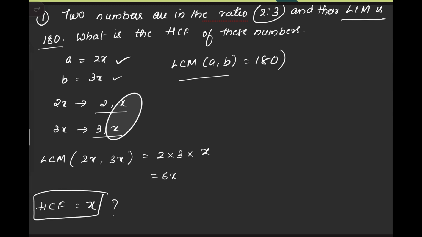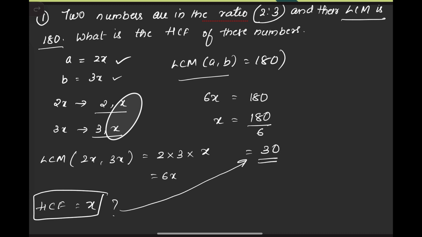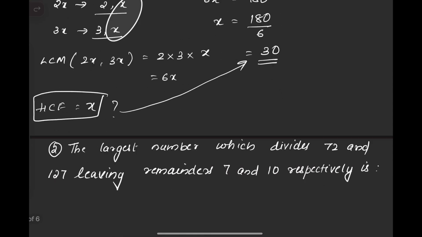So LCM is given as 180. That means x will be equal to 180 divided by 6. What is that? That is equal to 30. And this 30 is the HCF. Is that clear? Okay, so let's move on to the next question.